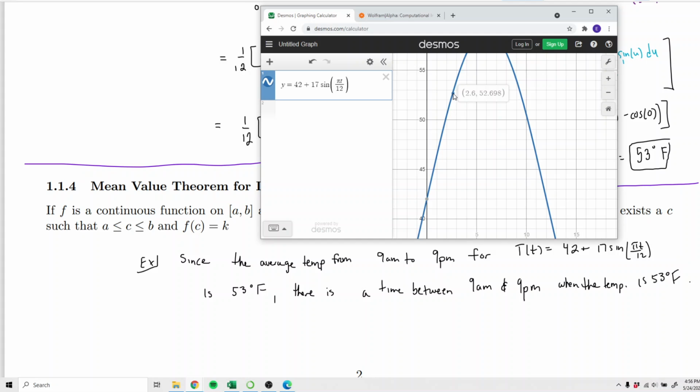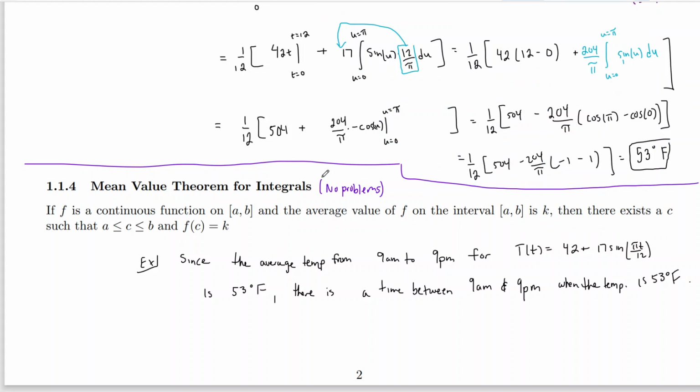But the point is that somewhere between time equals 0 and time equals 12, which is right here, the temperature is 53 degrees. Right? That's all this mean value theorem says, is that your function equals the average value of the function somewhere in your interval. But it has to be continuous. If it's not continuous, then it doesn't work. And the main reason it doesn't work is because you couldn't even integrate this, at least the way we know how to integrate. Right? But once again, this isn't a huge deal.